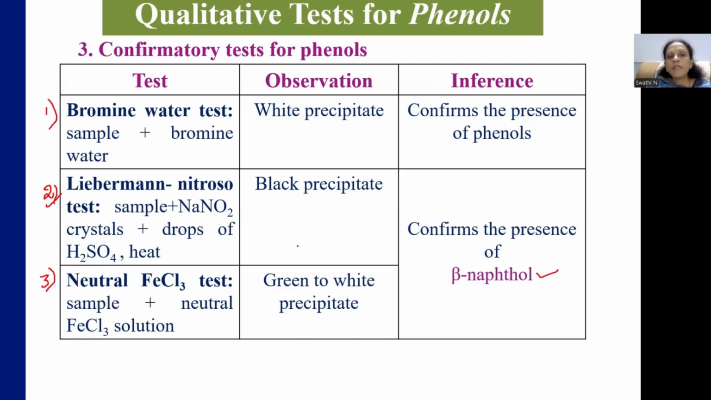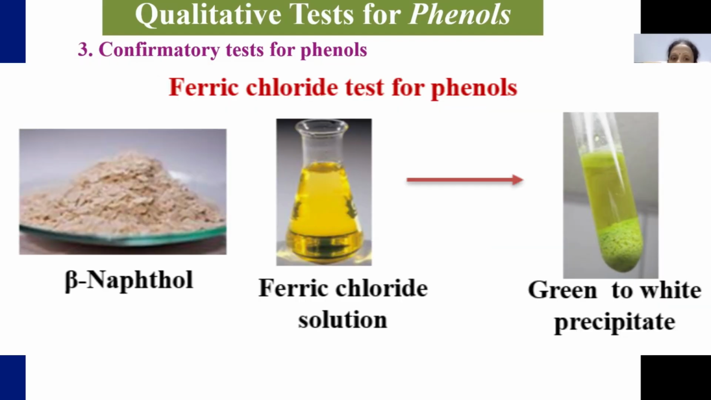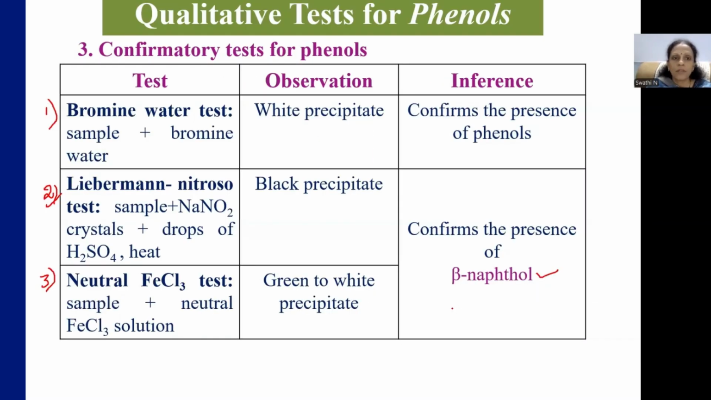Even the presence of beta-naphthol can be confirmed by performing the neutral ferric chloride test. In this, the sample solution is allowed to react with neutral ferric chloride solution in a test tube. If there is instant formation of a green to white precipitate, that indicates that the given compound is beta-naphthol. Thus the presence of beta-naphthol can be identified and confirmed by performing the Liebermann nitroso test and neutral ferric chloride test. So these are some of the qualitative tests for phenols.